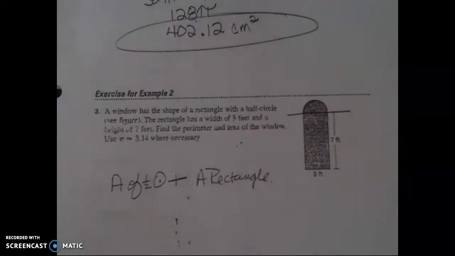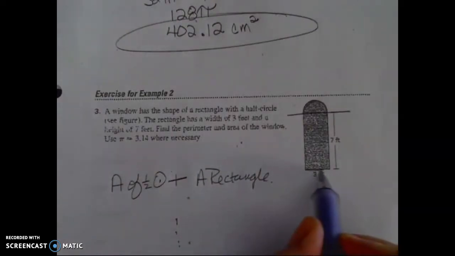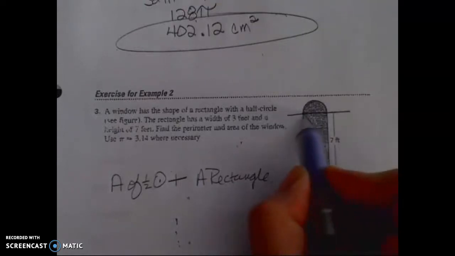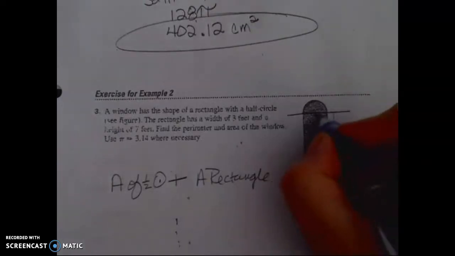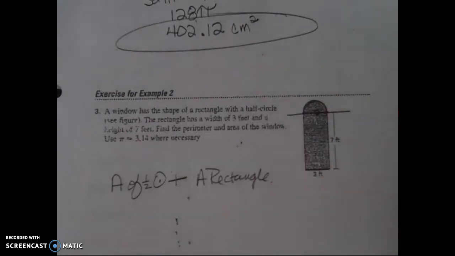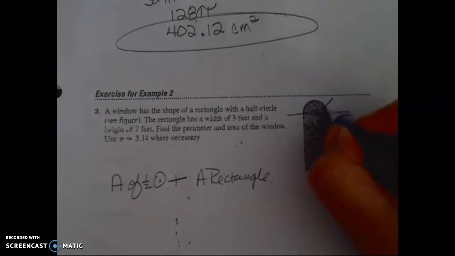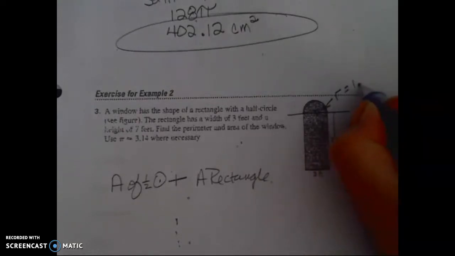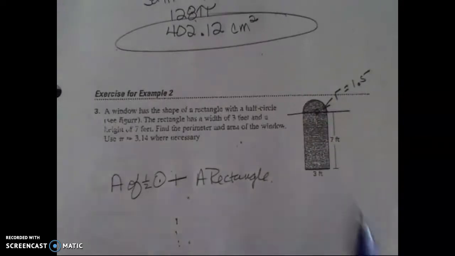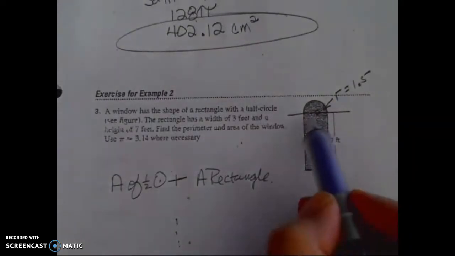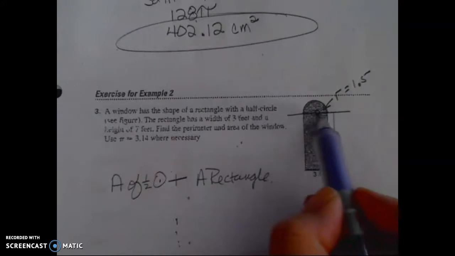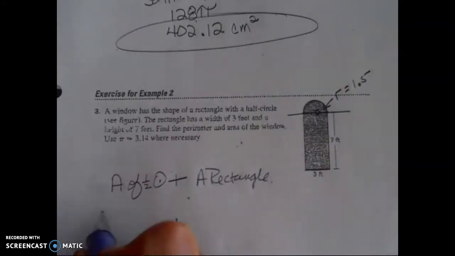Well, they didn't give me a radius on this circle. They did not give us the radius, but they tell us that this distance is 3. Therefore, this distance also 3, and from the center to the side, that will give me the radius of the circle. I'm going to do that again. This is 3, that's 3. So the diameter of the circle is 3, that makes the radius 1.5.